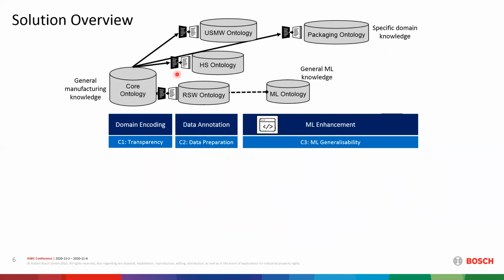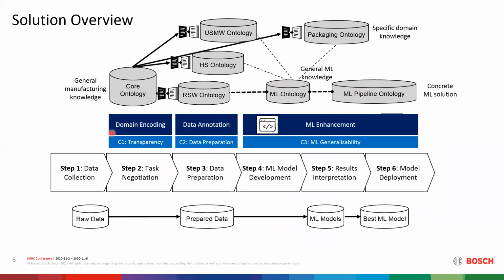The core ontology is connected with machine learning ontology, which encodes the general machine learning knowledge, and based on which the machine learning pipeline ontology can be constructed to encode the concrete machine learning solutions. This solution covers the activities from step 2 to step 6, where the raw data are transformed to prepared data, and at the end, machine learning models, and the best model is selected from a series of models.